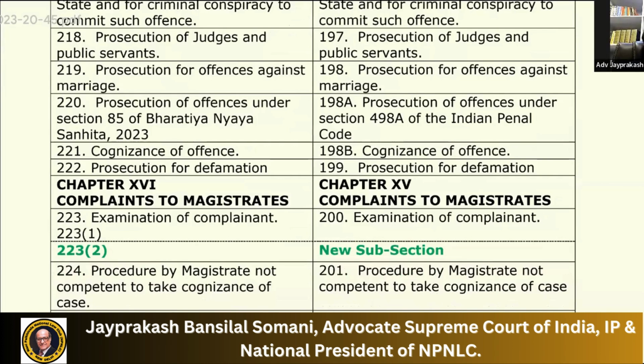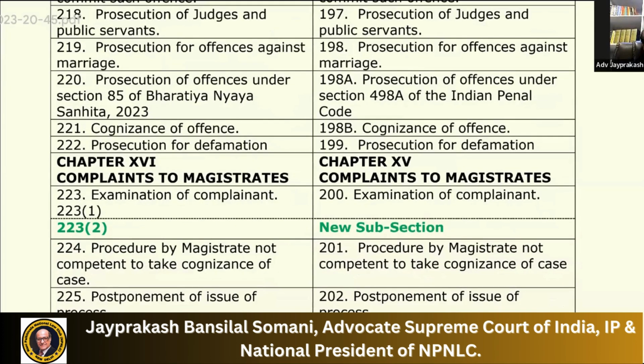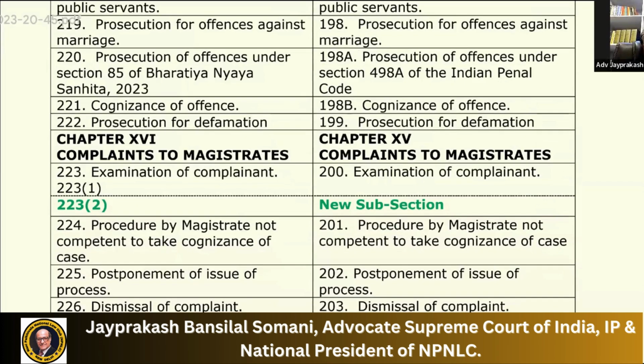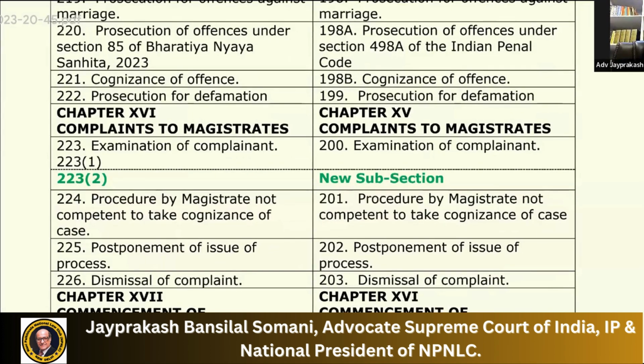BNSS section 219, prosecution for offences against marriage. Its earlier section was in CrPC 198. BNSS section 220, prosecution of offences under section 85 of Bharatiya Nyaya Sanhita 2023. Its earlier section was in CrPC 198A. BNSS section 221, cognizance of offence. Its earlier section was in CrPC 198B.